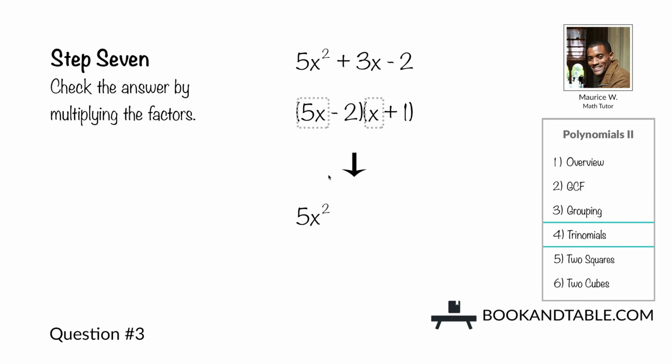5x times x is 5x squared. 5x times 1 is 5x. Negative 2 times x is negative 2x. 5x minus 2x is positive 3x. And negative 2 times positive 1 is negative 2. Since our final polynomial matches the original polynomial, that confirms that 5x squared plus 3x minus 2 has the factors 5x minus 2 and x plus 1.